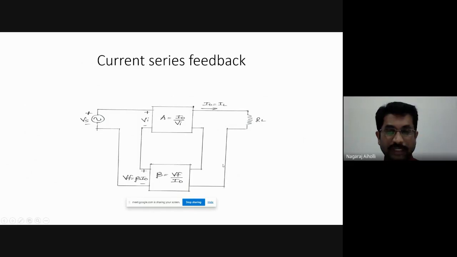Okay. This is called the current series feedback amplifier. Output of the feedback is voltage, input is the current. Then the forward gain of the amplifier is A is equal to I naught by Vi. Output is the current, input is the voltage Vi. Keep this in mind. A is equal to I naught by Vi, or I naught is equal to A Vi.